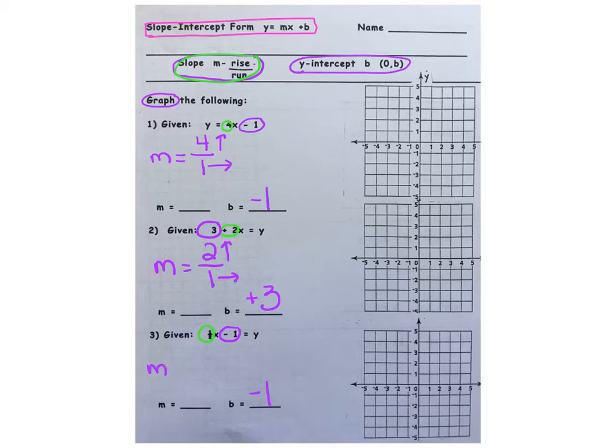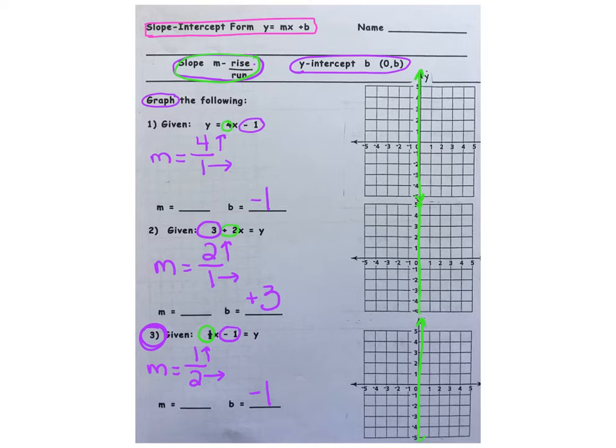And lastly, for number 3, it's already in ratio form. We are going to rise up 1 and run to the right 2. Let's begin. Let's take a look at our y-intercept, our anchor point, and that of course is going to lie on the y-axis. Let's start with number 3. You can complete number 1 and number 2 based on what you see as we complete number 3 together.